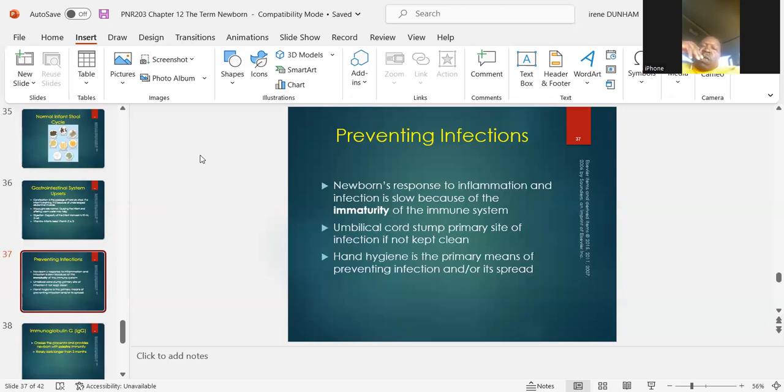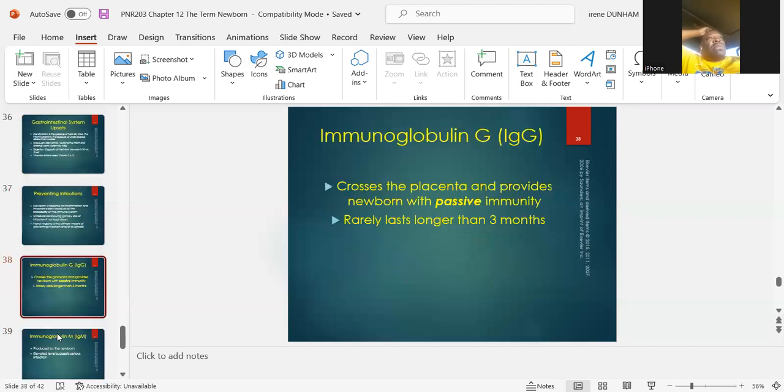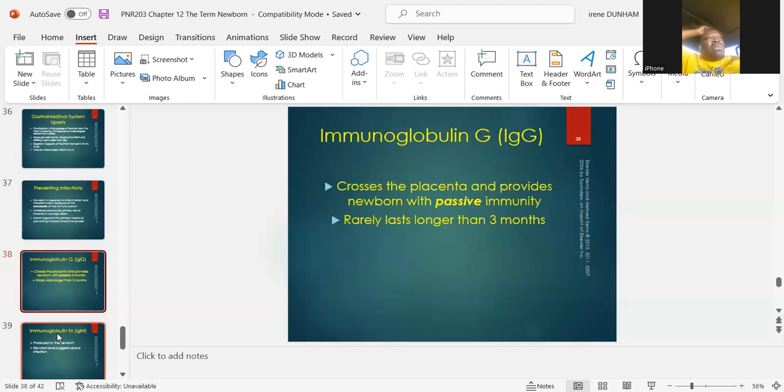Now, another problem is the umbilical cord stump. That's a primary site of infection, and that's why we want to tell mom how to clean the stump, so that it's kept clean. And of course, hand washing is the utmost on anything. All right. Now, this is your immunoglobulins. You probably remember this from your science classes, IgG.